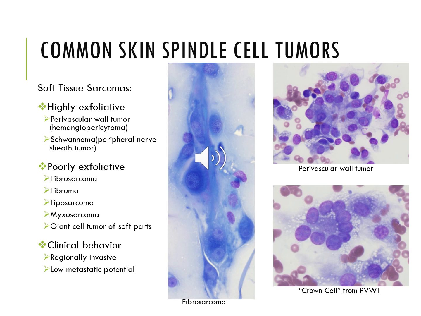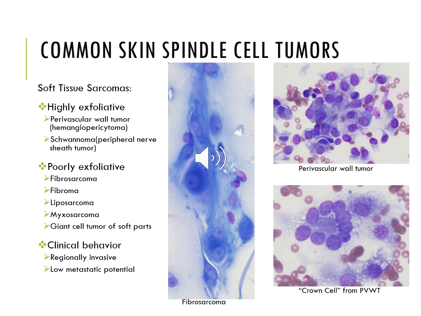So some common skin spindle cell tumors. When I think of skin spindle cell tumors, I pretty much think of soft tissue sarcomas most commonly. And that's a much broader group of spindle cell tumors that we see. There are specific ones under the soft tissue sarcoma umbrella, but we have a very difficult time on cytology differentiating different types of soft tissue sarcomas.